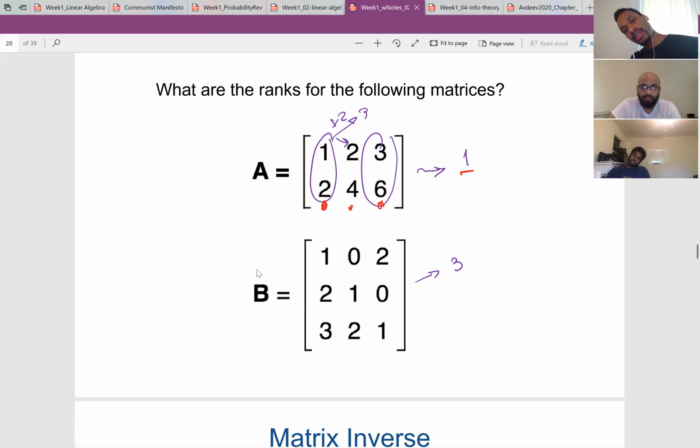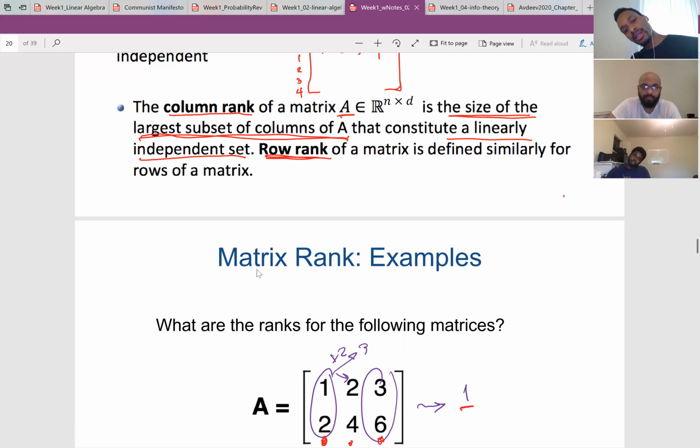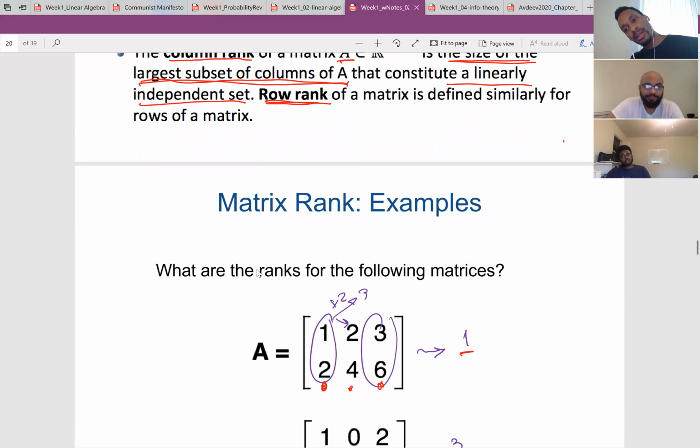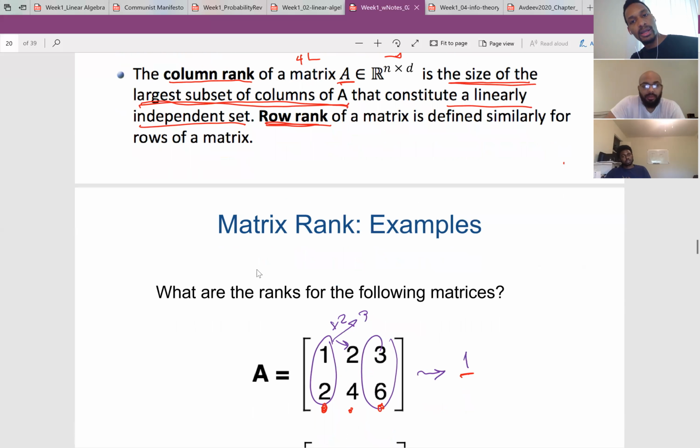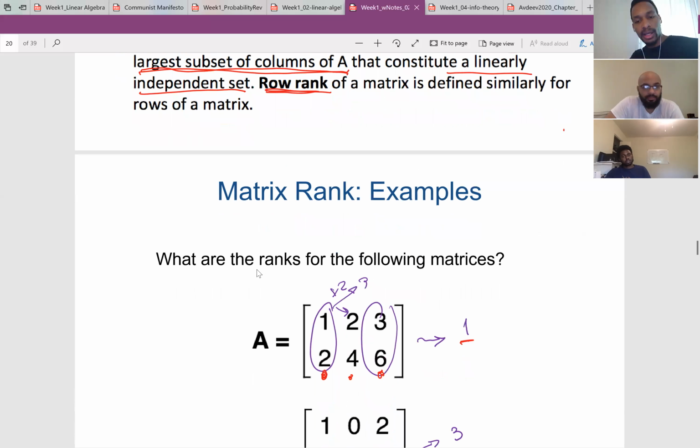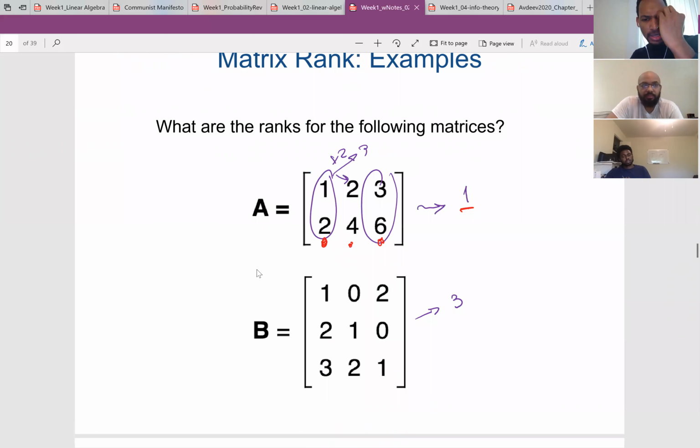Are you sure that's not true, Kevin? For square matrices, the column rank is equal to the row rank. Let me check. Okay. Yeah, I mean, I could be wrong, but I feel like.